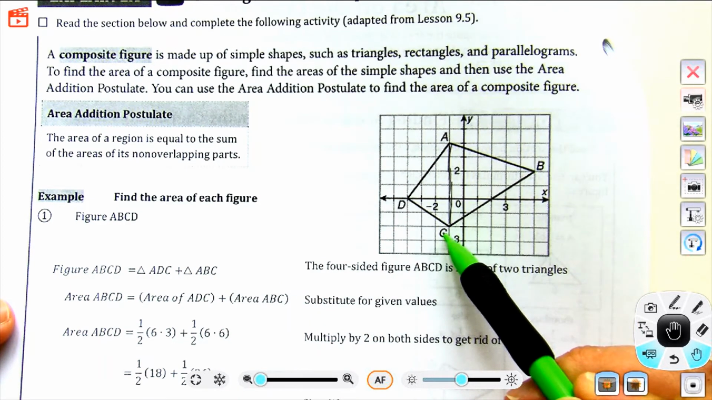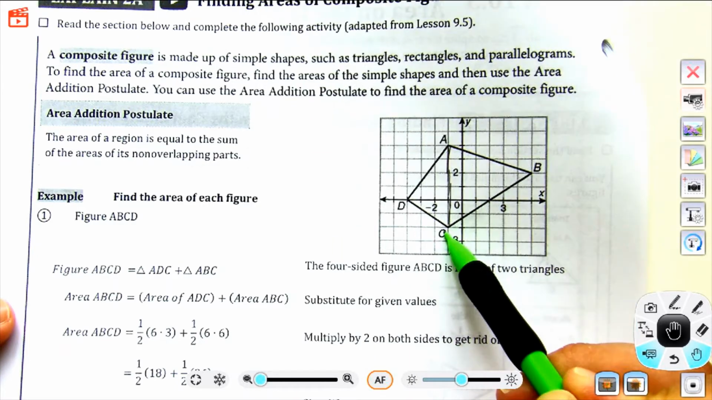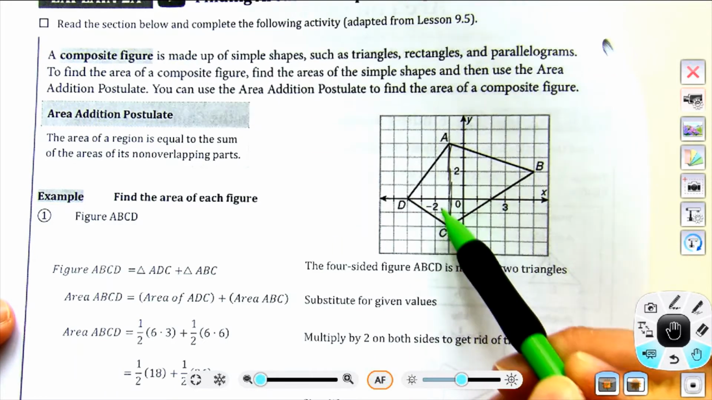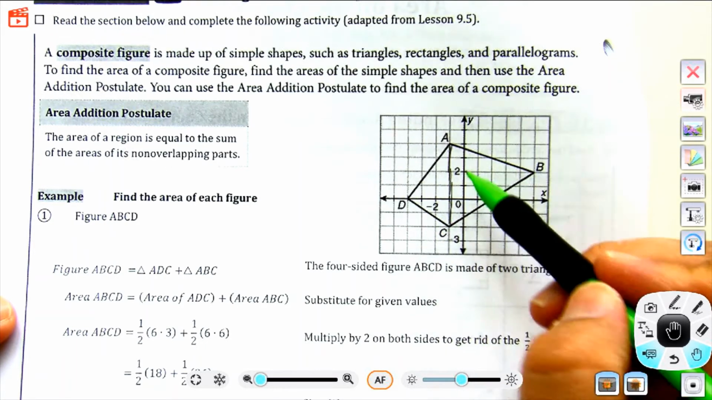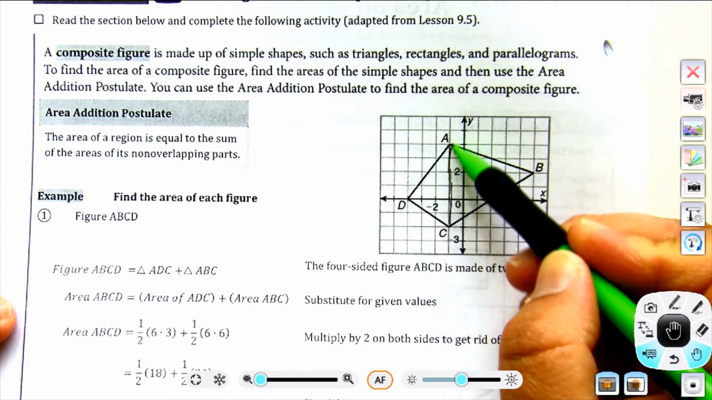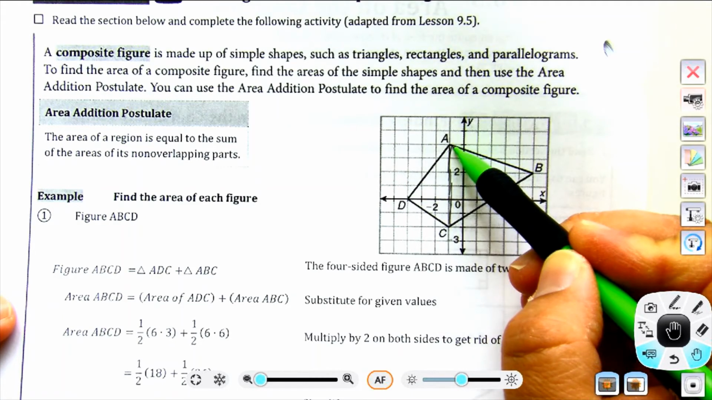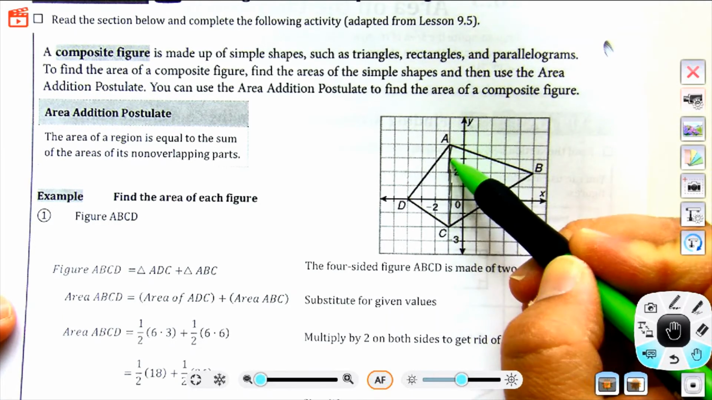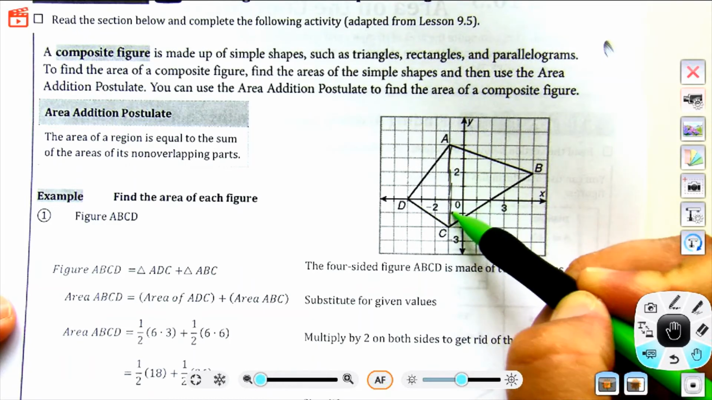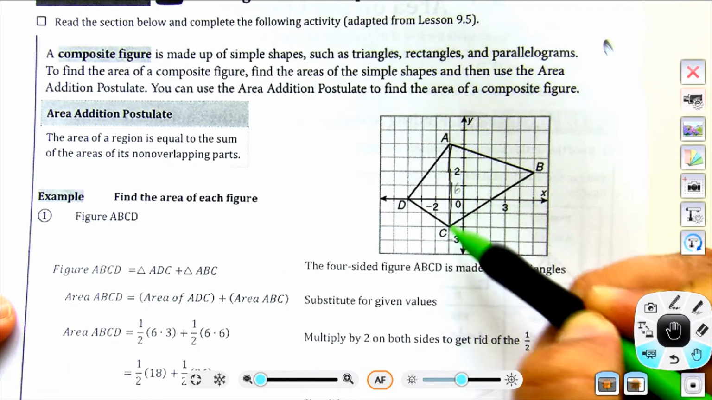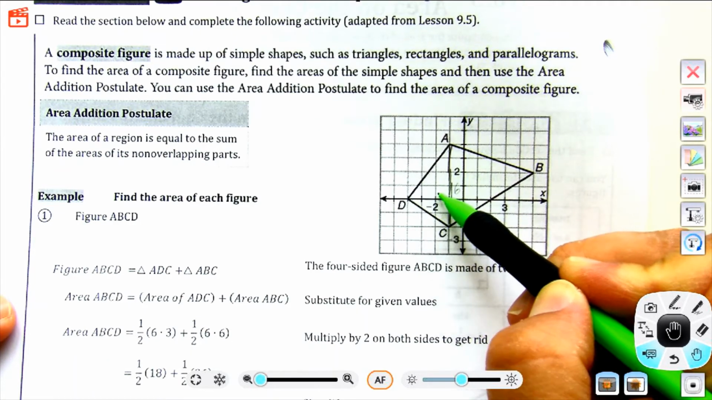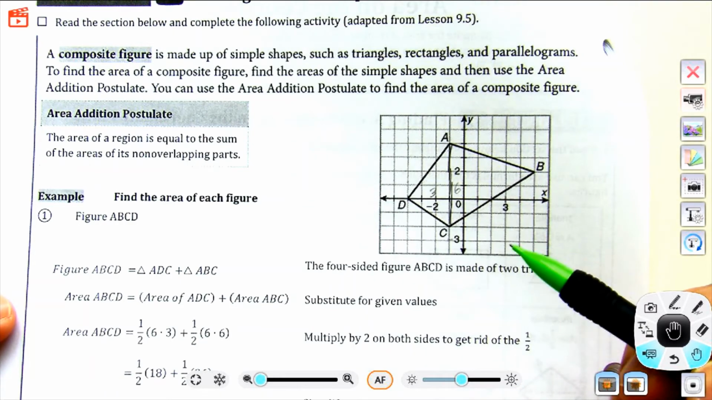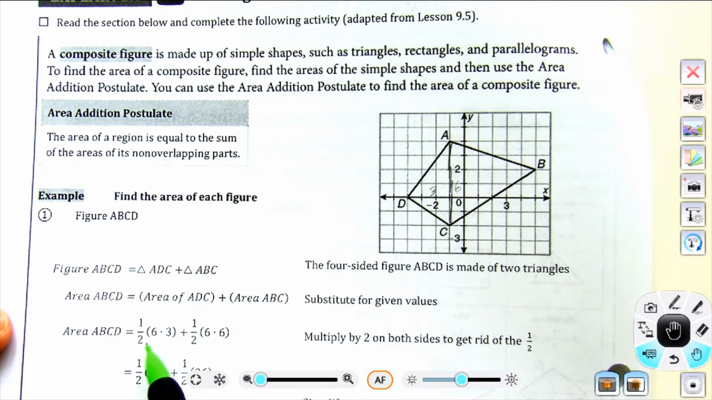So now that I have 2 triangles, I know how to find the area of a triangle, and that is 1/2 base times the height. So let's start with triangle ADC. What is the base? We count down. So there's 1, 2, 3, 4, 5, 6. And then the height would be 1, 2, 3. And then we see this here. The area of triangle ADC is 1/2 of 6 times 3.